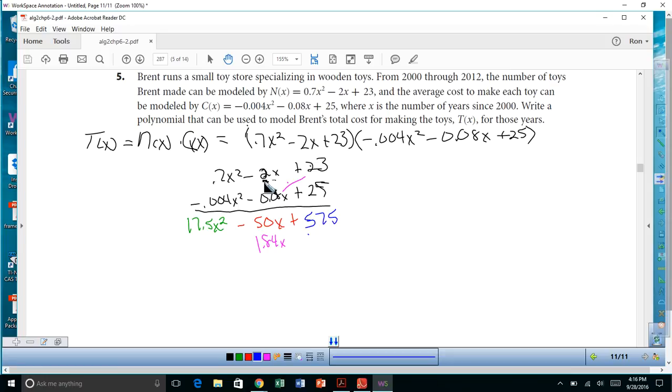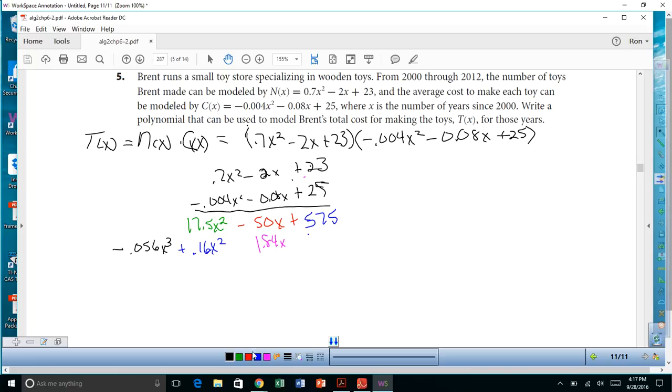And then we're going to multiply these two here together. Negative, negative, that's going to give us a positive. So we're going to have a positive 0.08x times 2x, and that's going to give us 0.16x squared. And then we're going to do 0.08x times 0.7x squared, and that's going to give us negative 0.056x cubed. All right, so far so good.